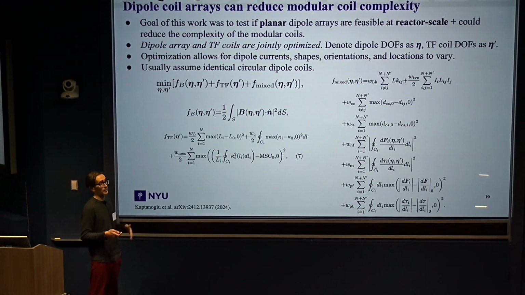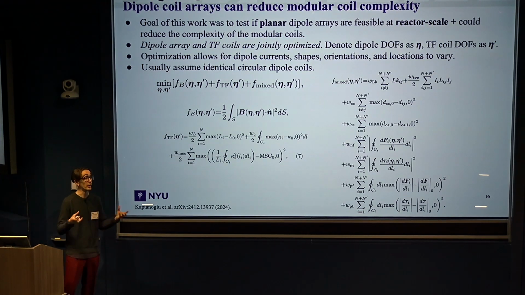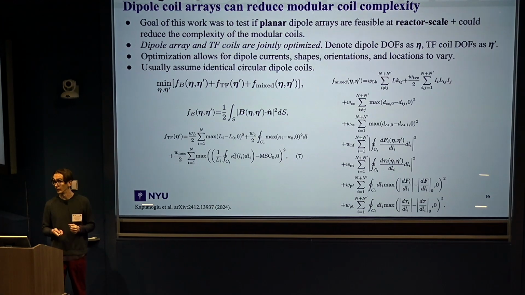And actually, we do the most maximalist thing possible, the best case scenario. We jointly optimize all the coils in the dipole array and the TF coils at the same time. And we let the dipoles fully vary their currents, shapes, orientations, and locations. So they have full degrees of freedom to do whatever they want. I will say, for the purposes of this work, we mostly constrain them to be identical circular coils for geometric simplicity. But in practice, the optimization lets you give them full shape degrees of freedom as well.